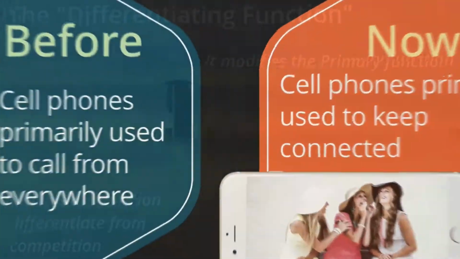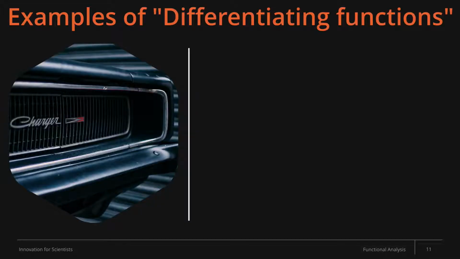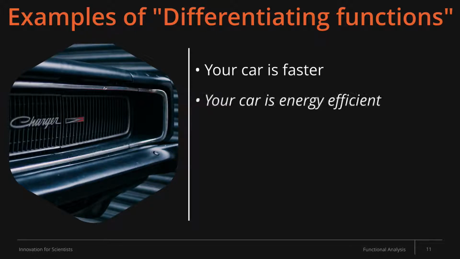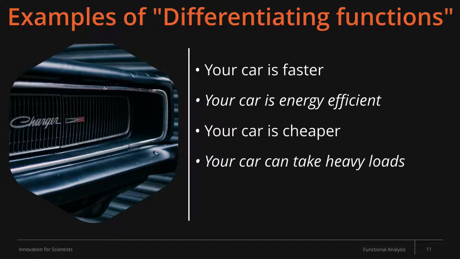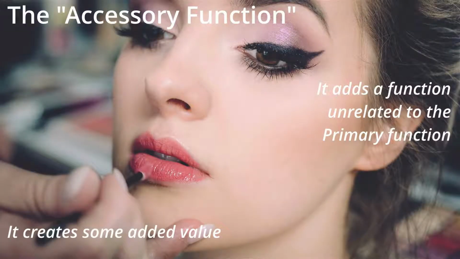The second function is the differentiating function. It modifies the primary function and will help the solution, the system, to differentiate from other systems, from competition. Here are some examples of differentiating function. For example, the car you built is faster than the average car, or it's energy efficient, or is cheaper, or your car can take heavy loads, or your car can transport 10 people.